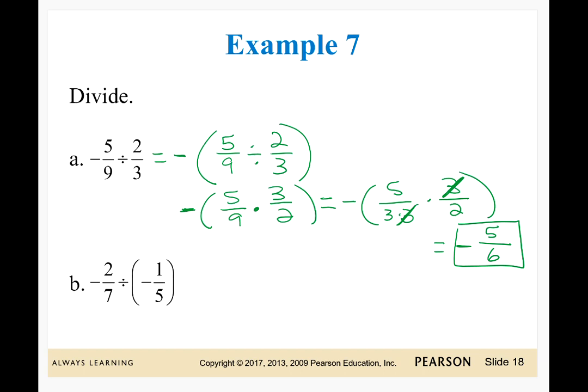So if you want to pause and try B, feel free. Here we go. We have a negative divided by a negative, so that means my answer will be positive, and then I'm going to divide their absolute values.